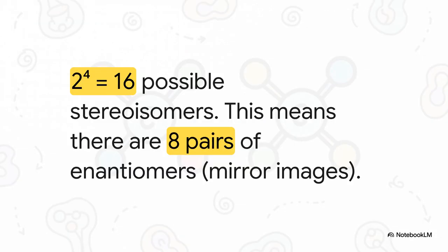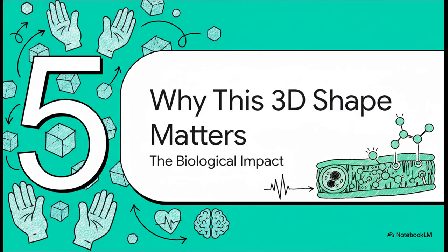Wow. Let's just quickly break that down so it sticks. We take 2 to the power of 4, because glucose has 4 chiral carbons. That gives us 16 total possibilities. And since enantiomers, those mirror images, always come in pairs, that means we have 8 pairs of these molecular twins. 16 different versions from one single formula. That's kind of mind-boggling, right?